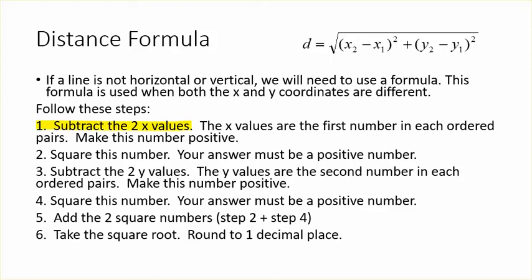Okay, step 1 says that we're going to subtract the two x values. That's what I'm doing right there. The x values are the first numbers in each ordered pair. And when we subtract, we're going to make sure we have a positive number.